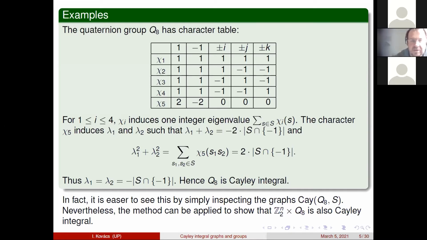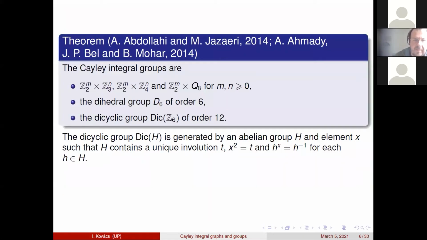So we have examples also for non-abelian groups, and it turns out, and this was proved by two groups independently, that besides the groups which we saw before, there are basically only 2 small groups which are Cayley integral: the dihedral group of order 6 and the dicyclic group of order 12.